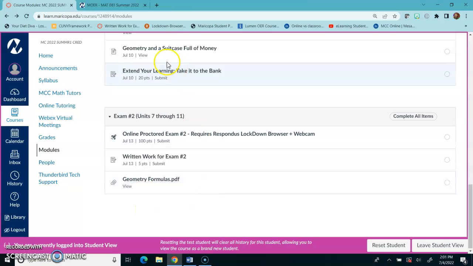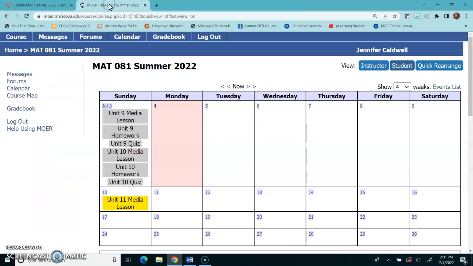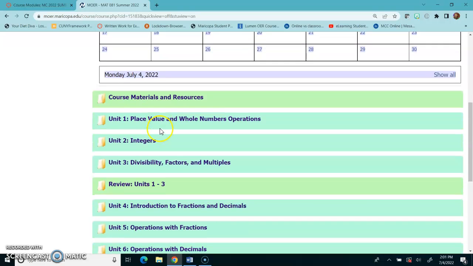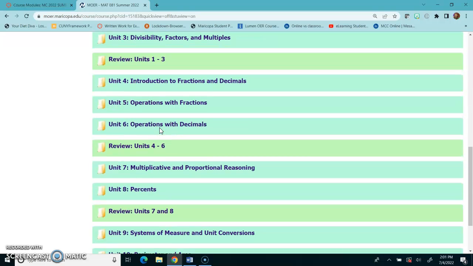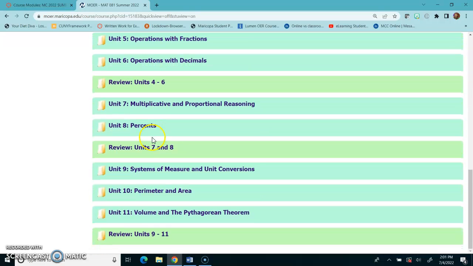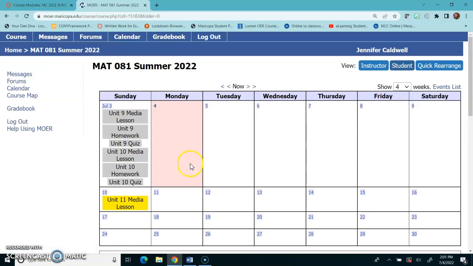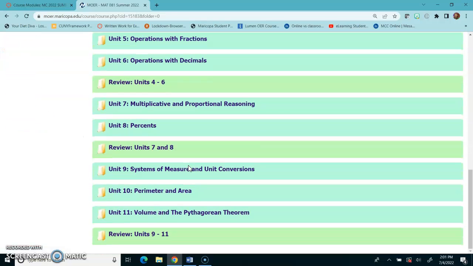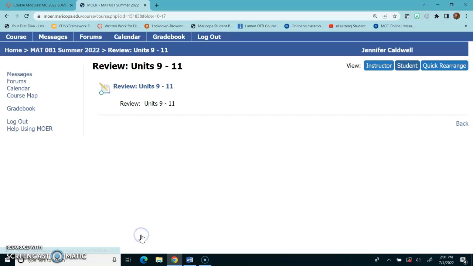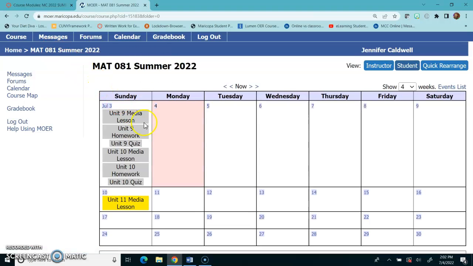There's also several resources in More for you to use to review for the exam. So if you go into our More course, remember, like I said, exam 2 covers units 7, 8, 9, 10, and 11. There is the review assignment for units 7 and 8 that you can complete as many times as necessary to prepare for the exam. And then there's also a review assignment for units 9 through 11 that I suggest you complete to prepare for the exam. But then there's also some other resources I want to draw your attention to.